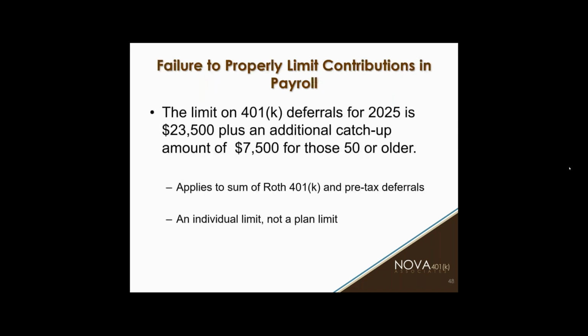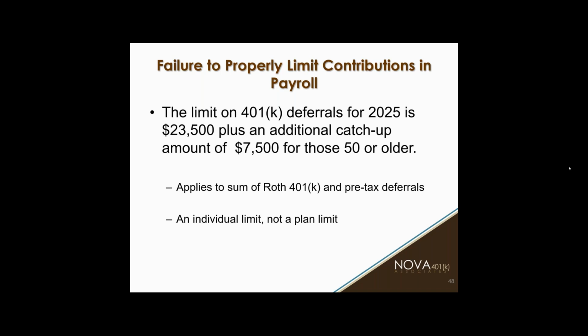Now, it's important to understand what the limit on the employee contributions is for each year because it does change. So for 2025, anybody that is under the age of 50 can put in 23,500 maximum. All right, and anybody that is older than 50 or turning 50 or older in 2025 can put in an additional 7,500 for a total of $31,000.